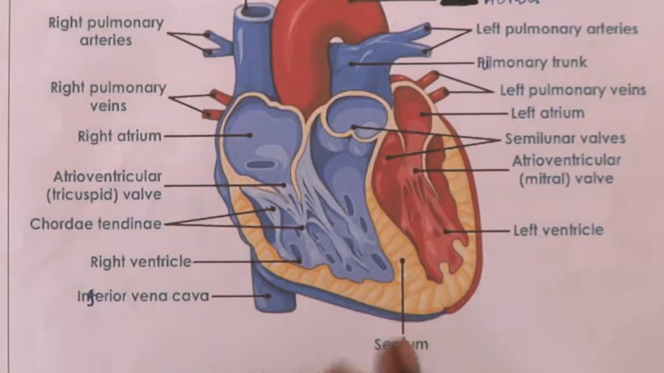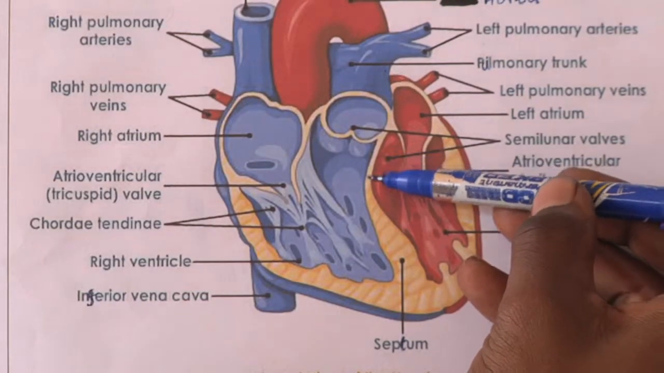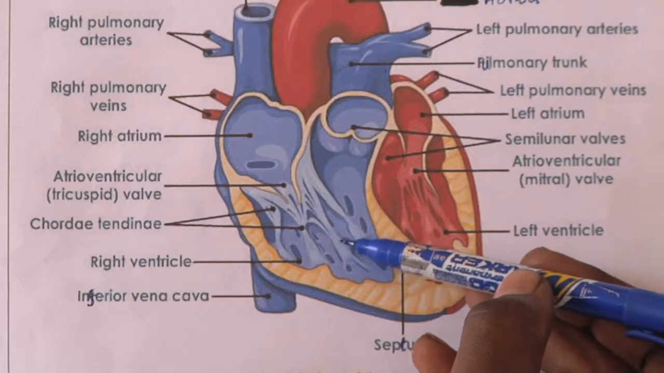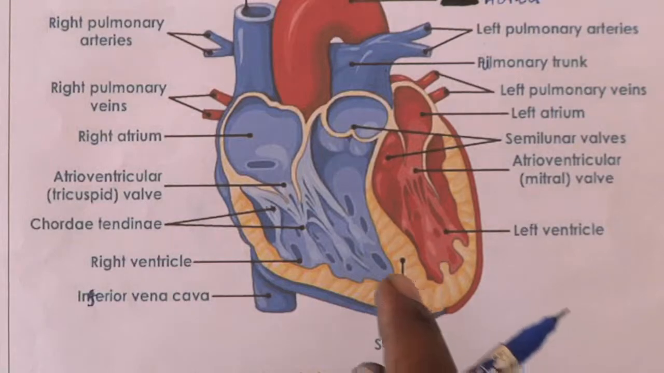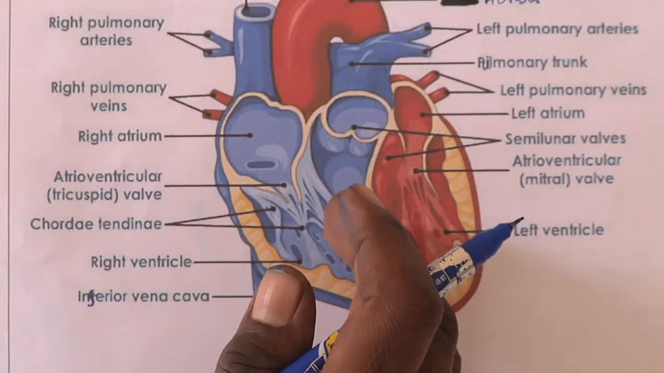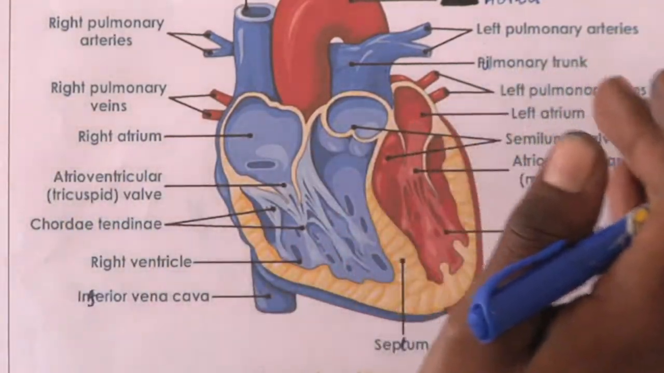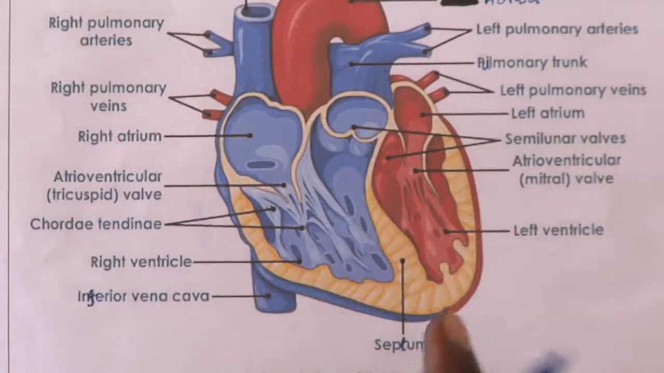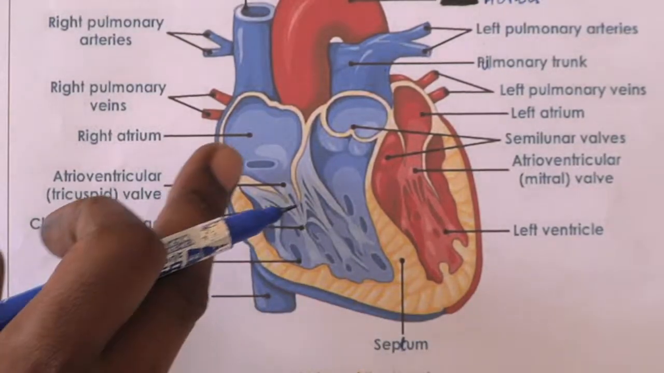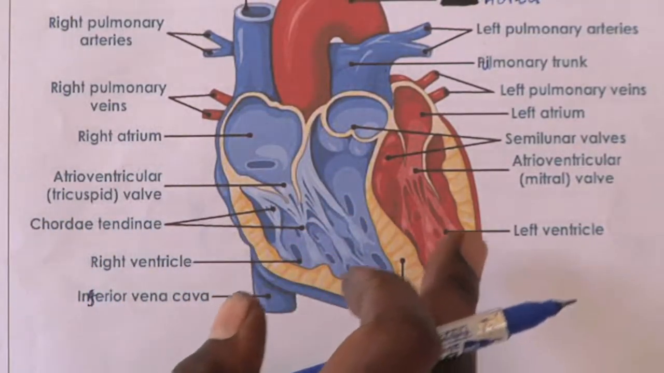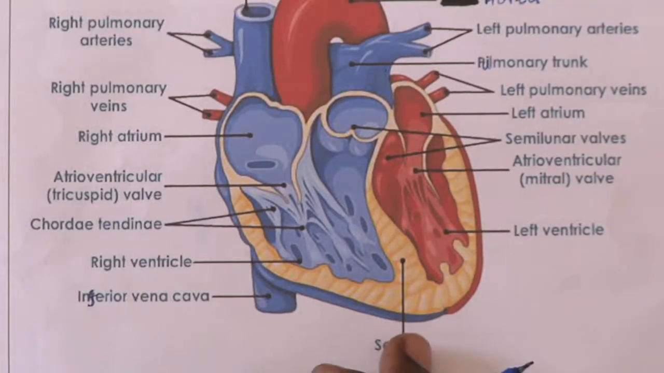Apart from that, you can see that there is a wall separating the heart into two parts. This is what we call the interventricular septum. The interventricular septum separates the heart into the right part and the left part of the heart, and it is also what prevents the deoxygenated blood from mixing with oxygenated blood.